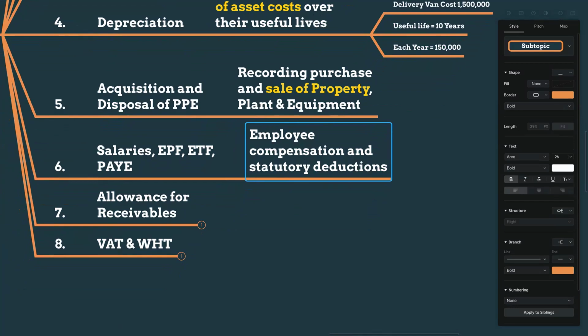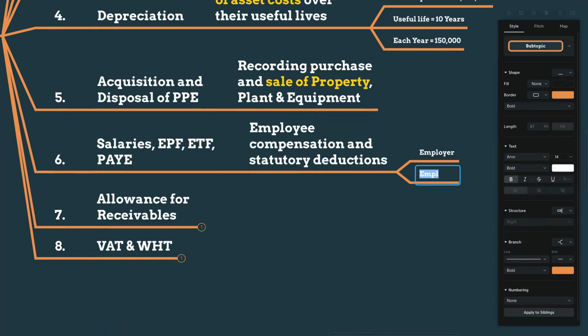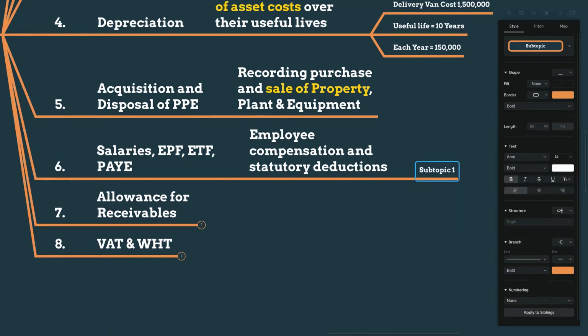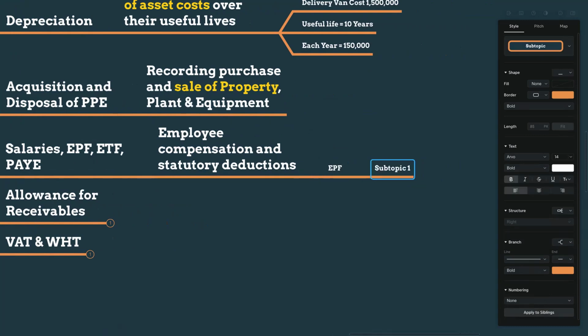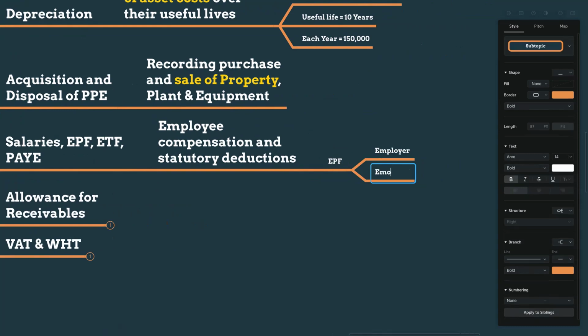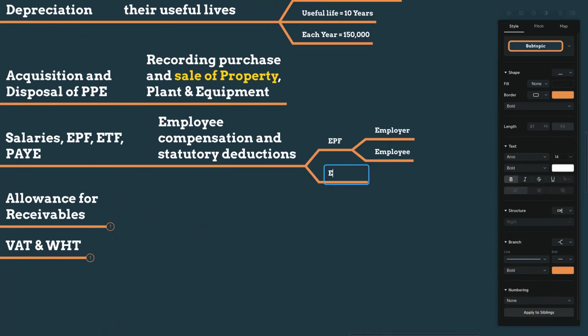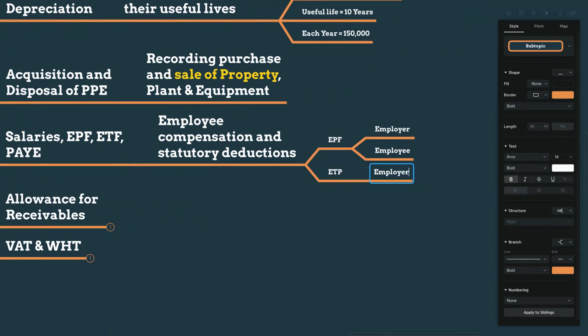And let's talk about salaries, EPF, ETF and PAYE. These are actually employee compensation and statutory deductions. Let's say, for example, you are having a shop. So you are paying your shop assistant, let's say rupees 35,000 per month. Also, you registered for EPF contribution. So in EPF, my dears, normally two parties contribute, employer and employee. But in ETF, only the employer will contribute.